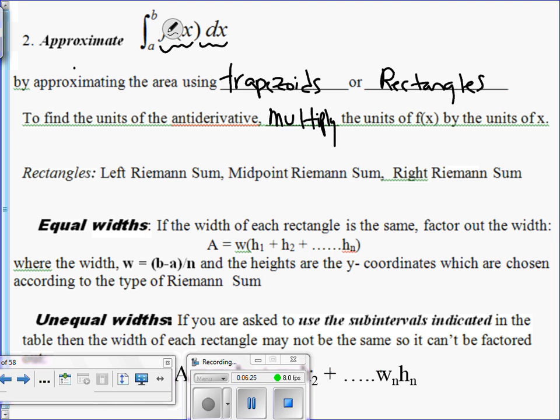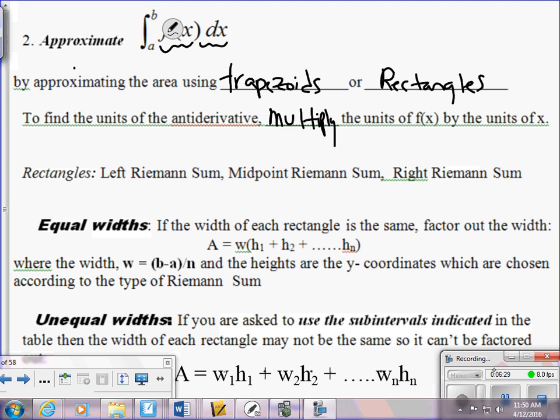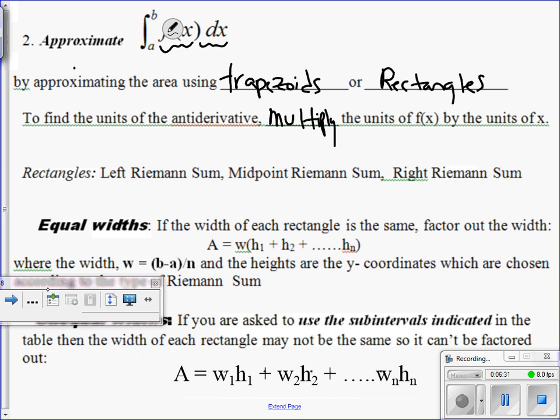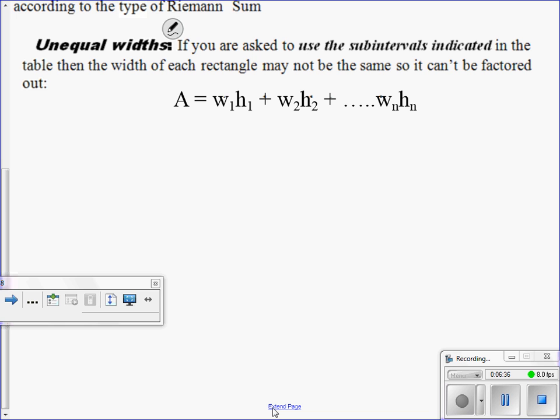But if the widths are all different, if you see those points and they're not evenly spaced, then you have to find the area of each rectangle separately and just add them all up. Width times height for the first rectangle, width times height for the second rectangle, etc.